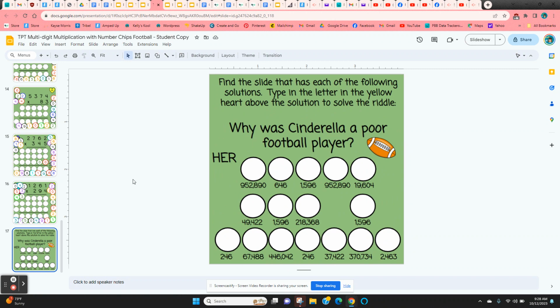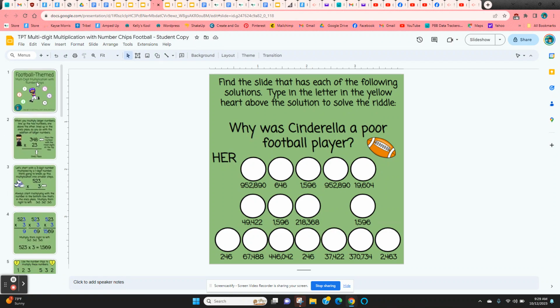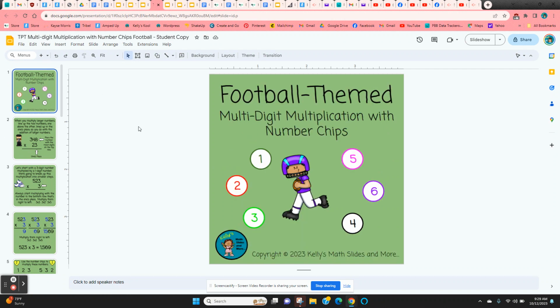When they get down to that last slide, they've got a riddle. They're going to go back to the previous slides. They're going to find each of these products. Some are duplicated. That means they've got the same letter. They're going to type in the letter that was in the yellow heart next to each of these products, and it should solve the riddle. So this is the football-themed version of multi-digit multiplication with number chips.